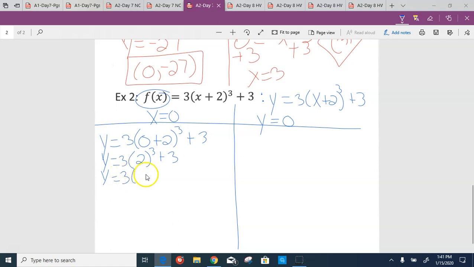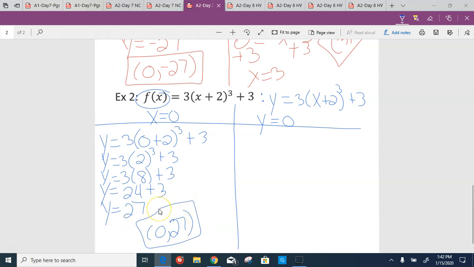2 to the third power is 8. Now I'll be multiplying and dividing from left to right. 3 times 8 is 24. And then I go ahead and add and subtract from left to right. 24 plus 3 is 27. So my answer: when x is 0, y is 27. There's one of my intercepts.